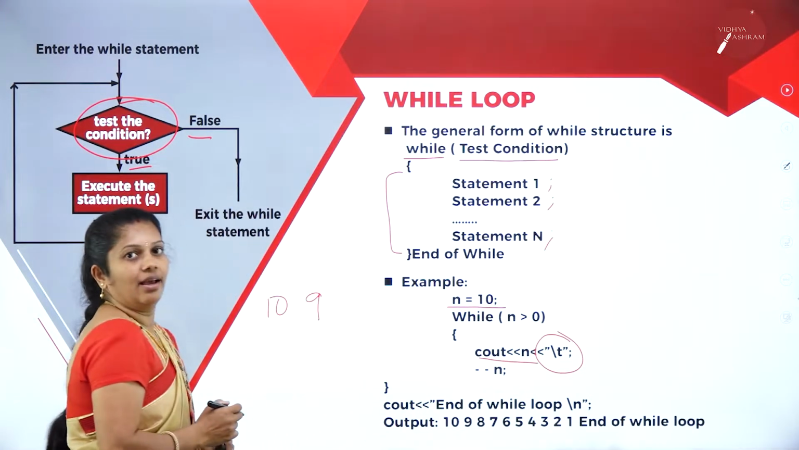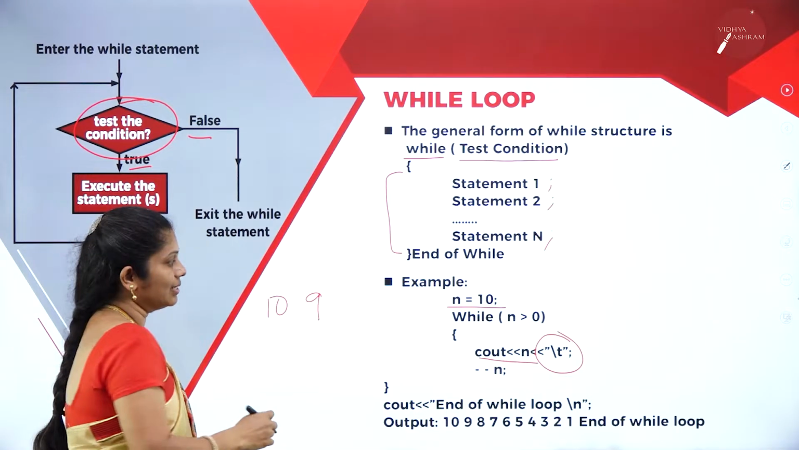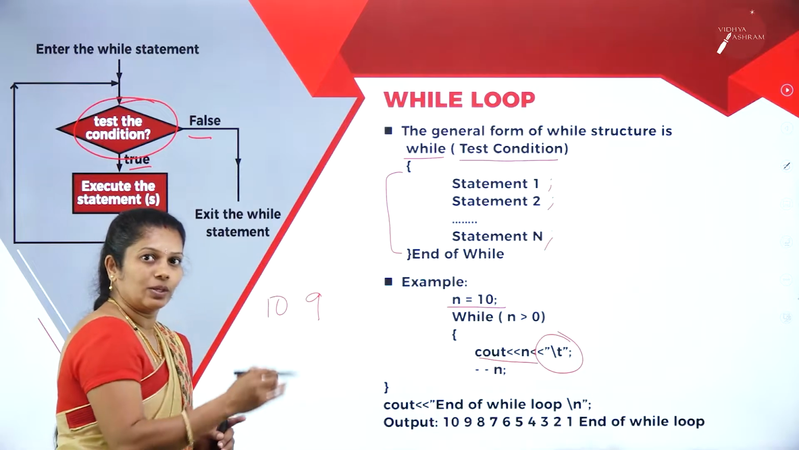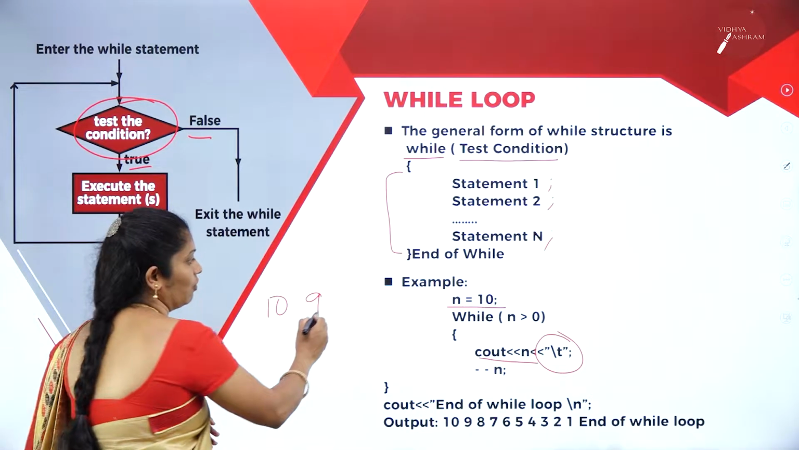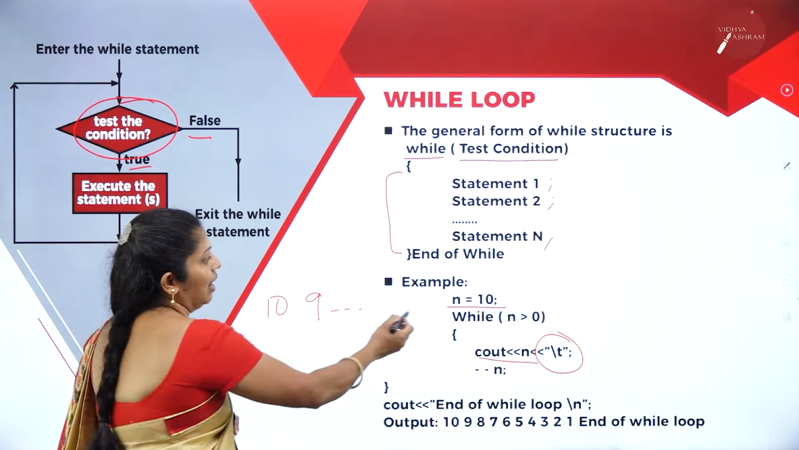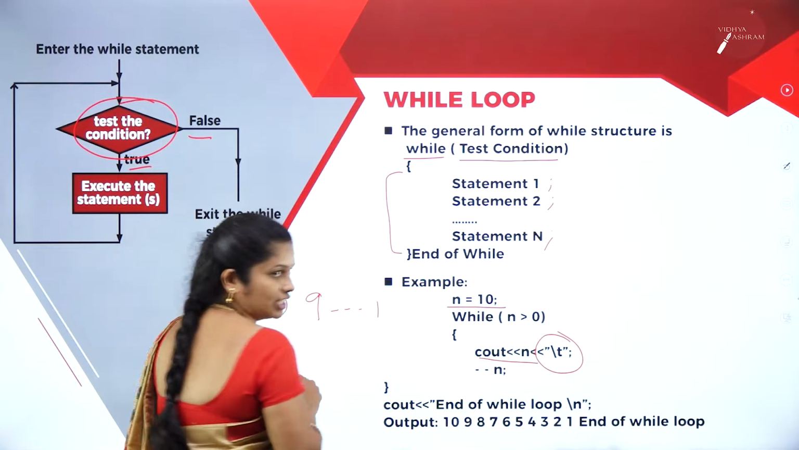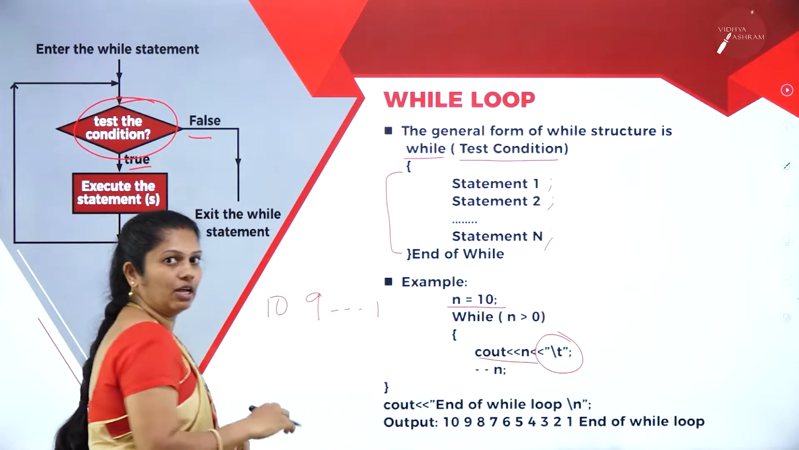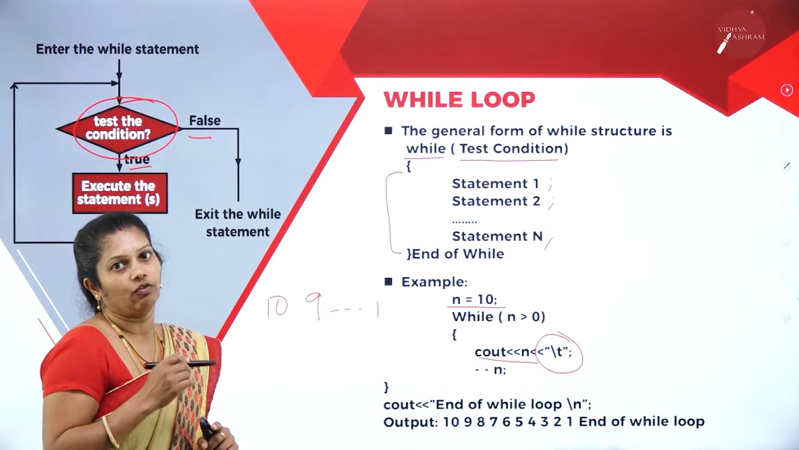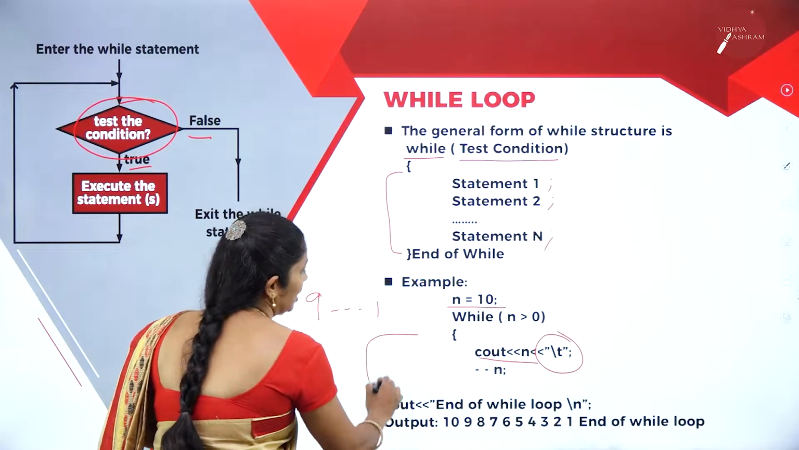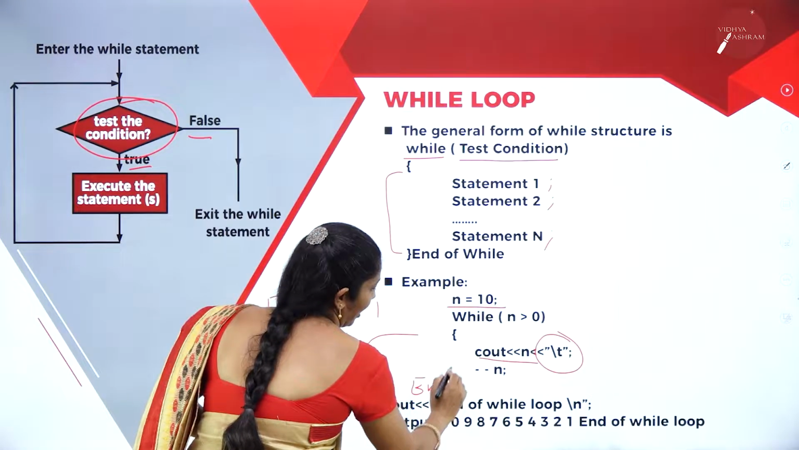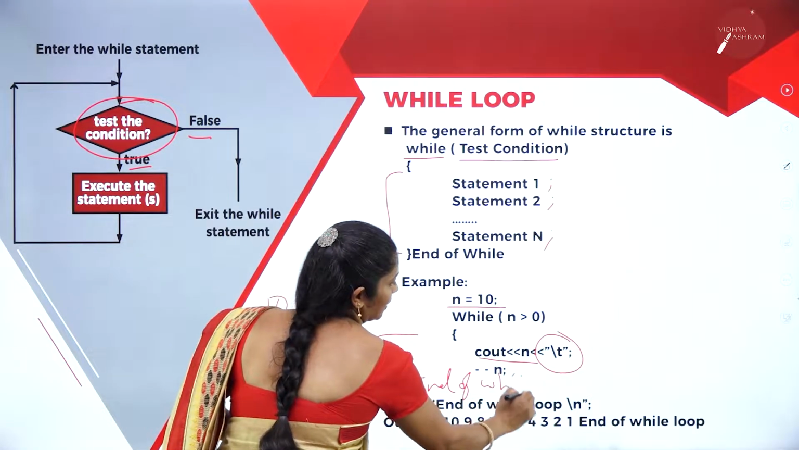Then once again n decreases, and now n becomes 8. Then it will enter the loop, and once again it is greater than 0. It will display whatever value n contains, up to 1. Then afterwards the n value becomes 0. It will come and check the condition. The condition is not satisfied, so it will come out of the loop. It means that here we open the while loop and here we close the while loop. That is the end of the while loop.